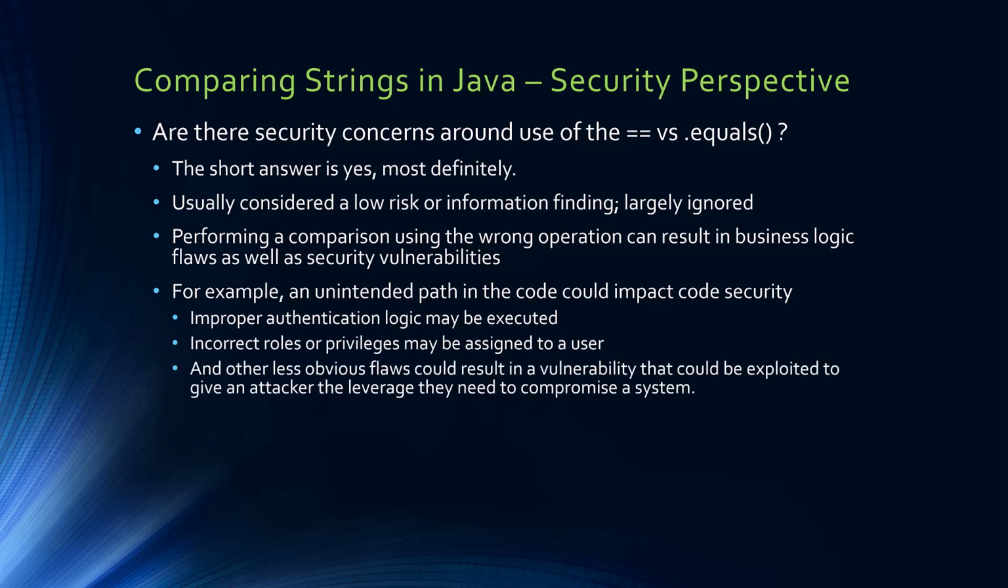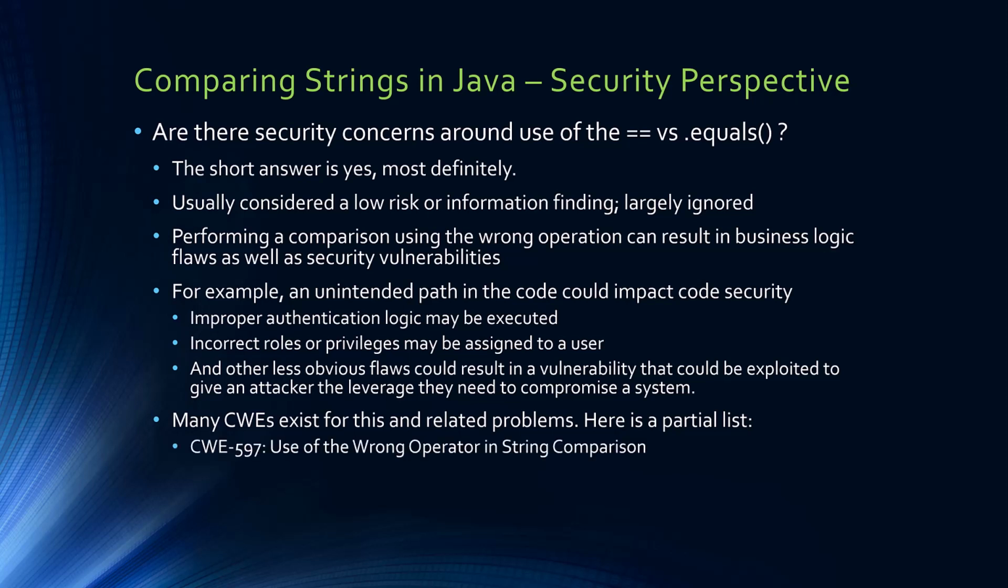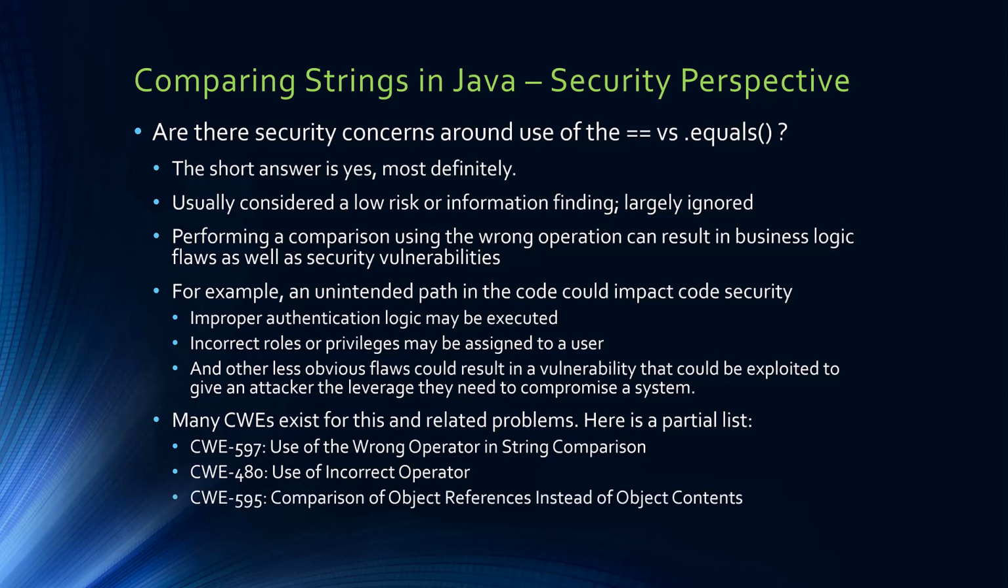Other issues may arise that allow an attacker to bypass checks that give them the leverage they would need to compromise the system. There are several CWEs that exist for this and for related problems. Here's a partial list. CWE 957, use of the wrong operator in string comparison. CWE 480, use of incorrect operator. And CWE 595, comparison of object references instead of object contents.